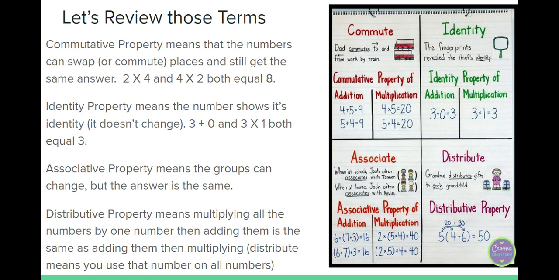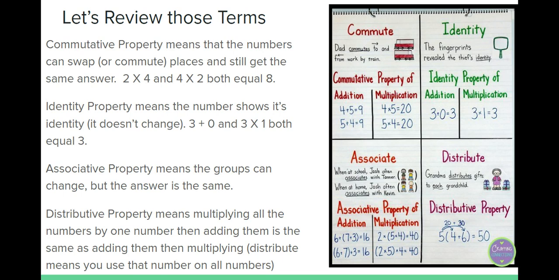The identity property means that the number shows its identity. It does not change. In addition, that's going to be adding 0. In multiplication, that's going to be multiplying by 1. 3 plus 0 is 3. 3 times 1 is 3. So again, identity means that any number in addition added to 0 is going to be that number. Any number in multiplication multiplied by 1 is going to be that number.